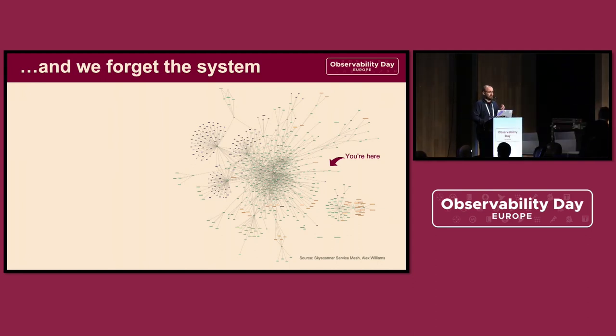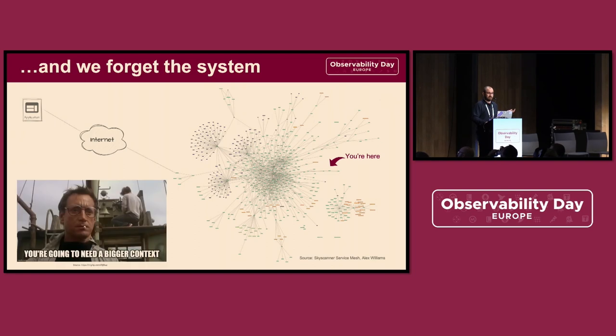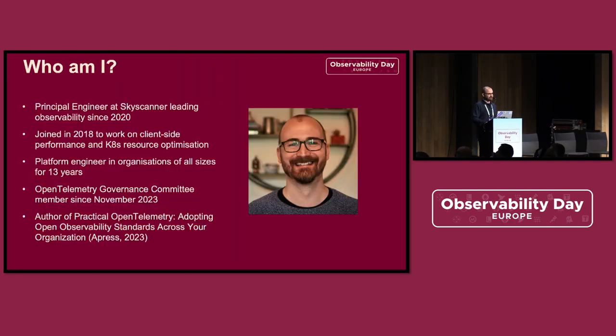Most importantly, how do you understand what your users are actually receiving as a user experience when there is a whole internet in between you and those end users? For that, you can't just look at your own service. You need to look at the whole system holistically. And to be able to do that, you need more context. You need a bigger context, more than your own service. And this is what we're going to be talking about in this talk.